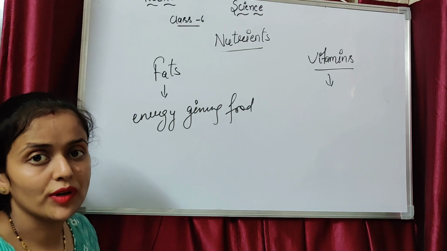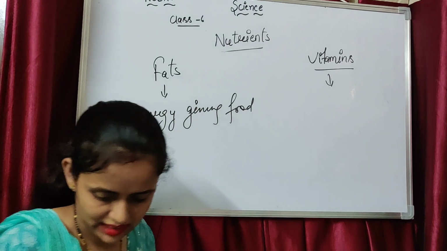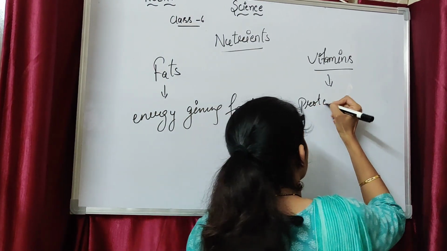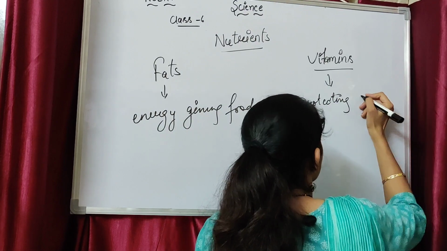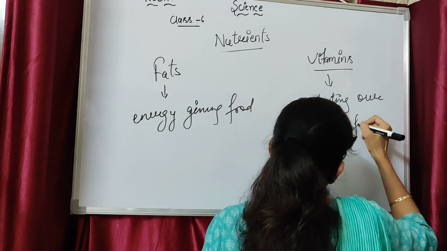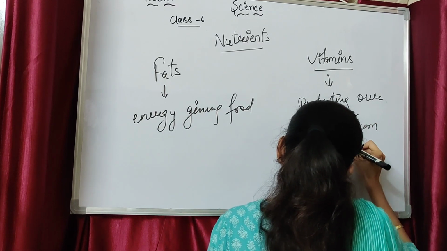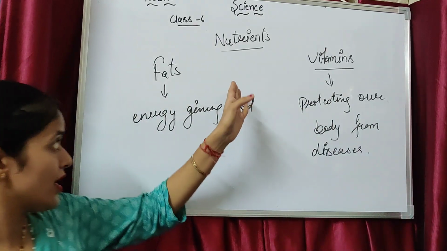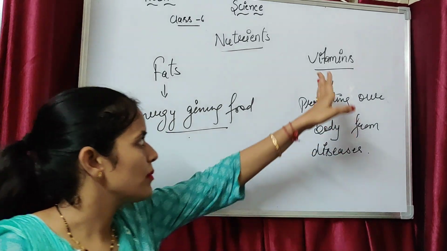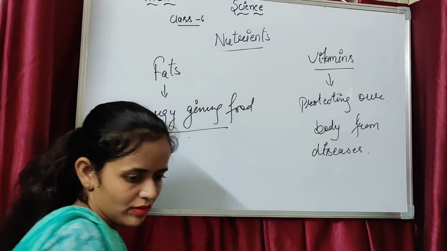they protect our body, or we can say they give stamina to our body to fight any disease. Protecting our body from disease. Okay, fats are known as energy giving foods because they give energy to our body, and vitamins protect our body from any disease. Vitamins are of many types.